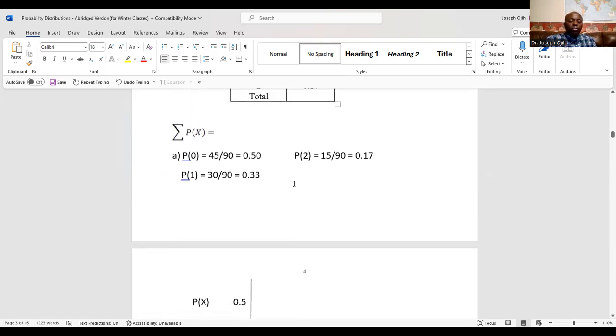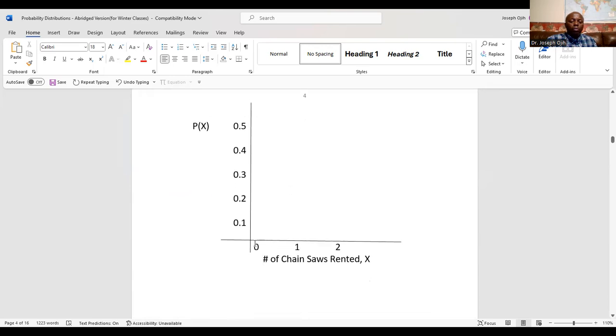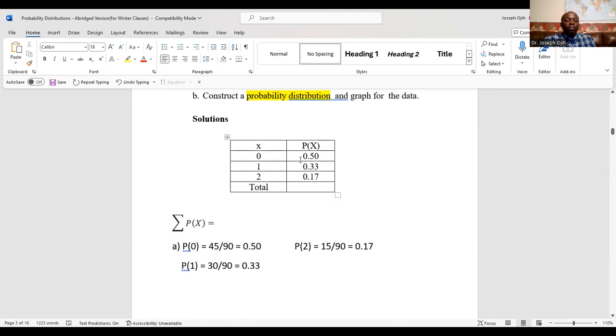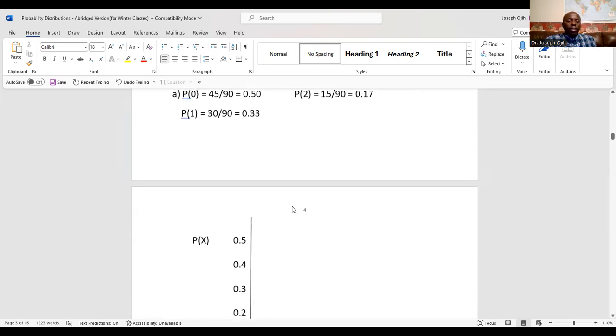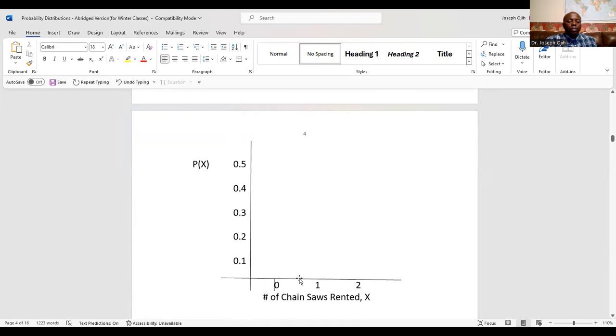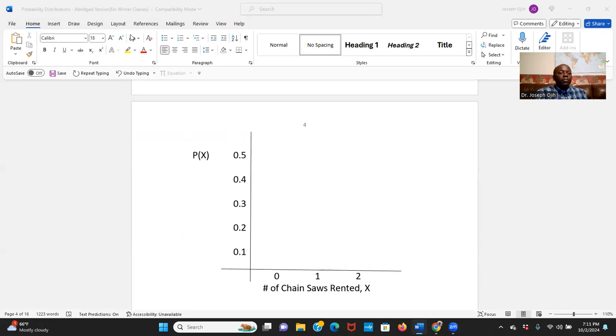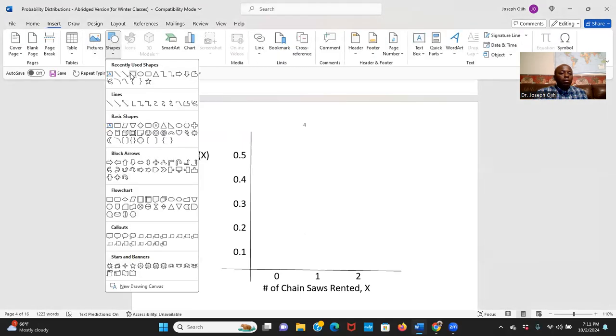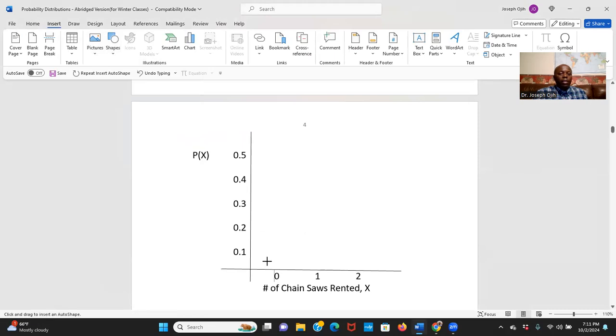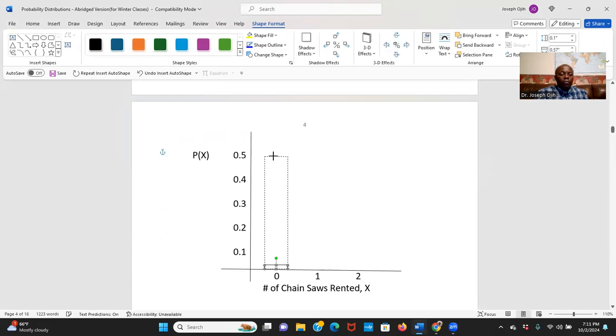Now you can make the diagram. First one is 0 chainsaws. I'm going to move this a little so you can have a 0. For 0, we have 0.5, so I'm going to put the top at 0.5. From 0, go all the way up to 0.5.